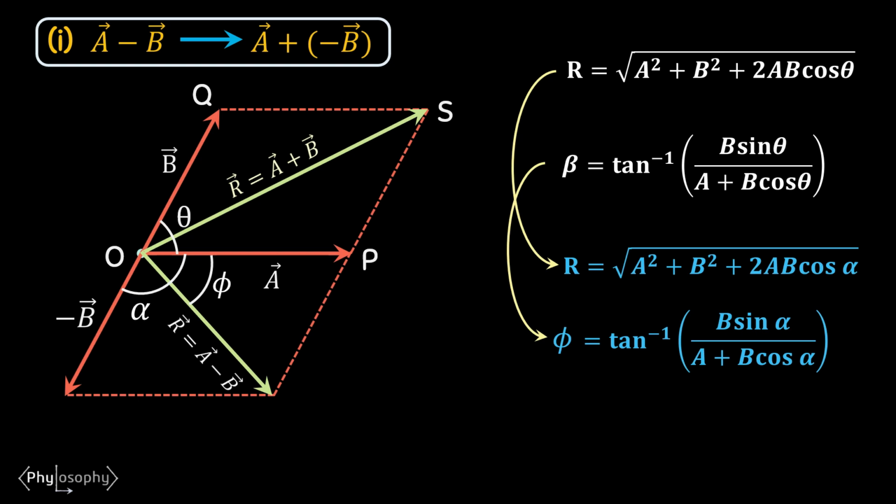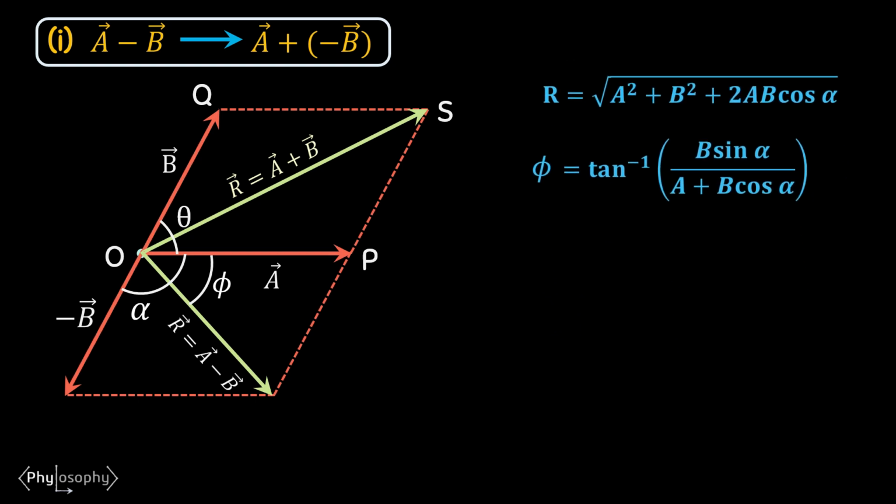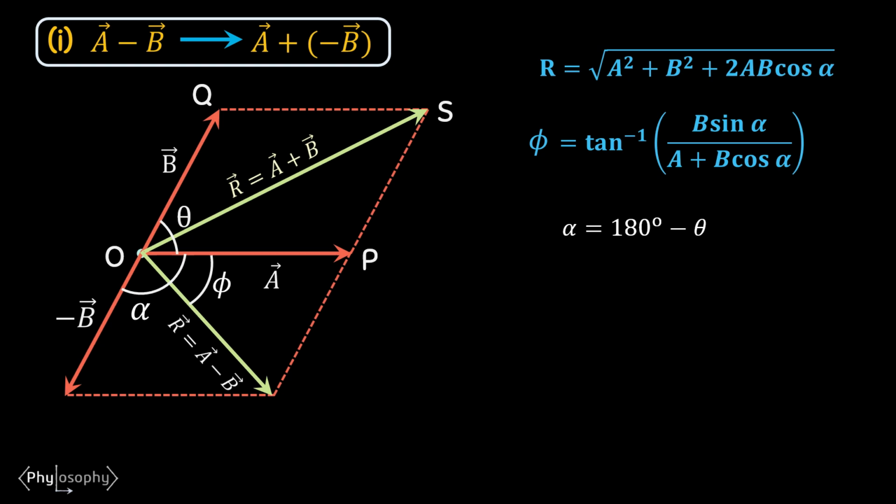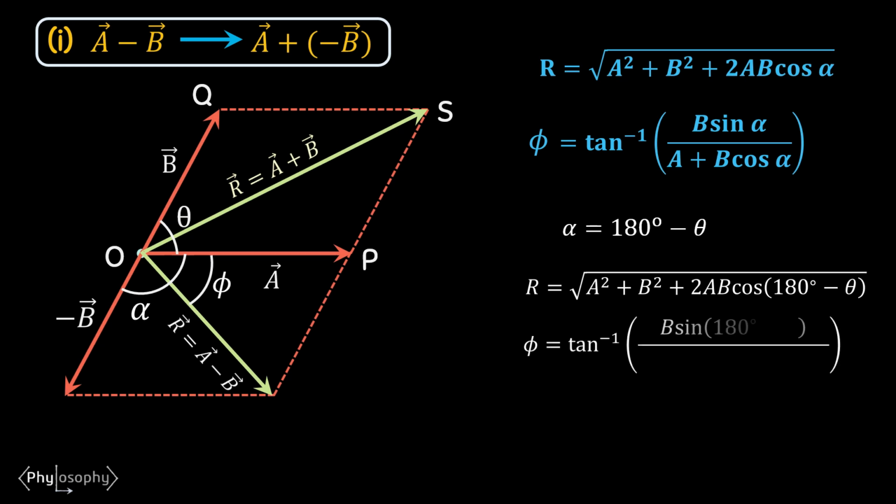Now the question is, can we express this angle alpha, that is the angle between a and minus b, in terms of theta, that is the angle between a and b? The answer is yes. Alpha is equal to 180 degrees minus theta. So if we put alpha in the expressions for R and phi, then they become R equals square root of a squared plus b squared plus 2ab cos(180 degrees minus theta), and phi equals tan inverse of b sin(180 degrees minus theta) over a plus b cos(180 degrees minus theta).